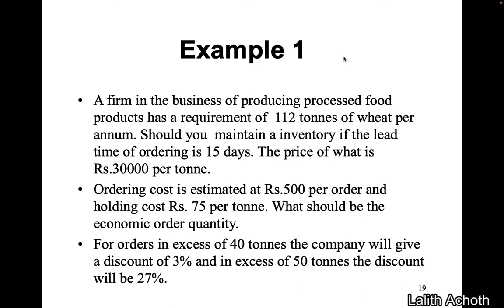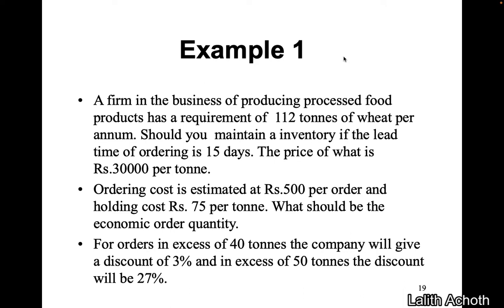And in excess of 50 tons, the discount will be 27%. I deliberately did this to show you how it works. Otherwise, you're not able to get the correct solution. So, if you buy more than 50 tons, he will give you 27% discount. He'll close down and go. It's like a clearance sale. If you take more than 50 tons, you can do it.